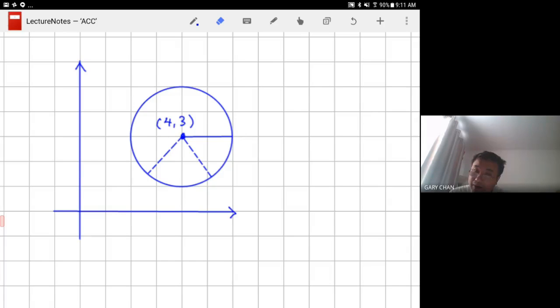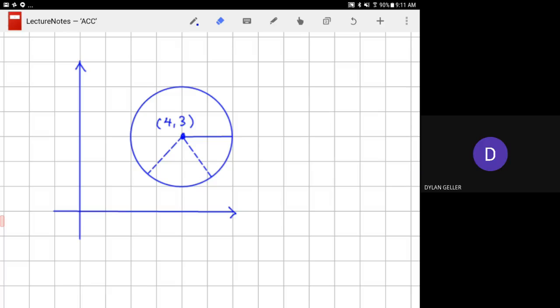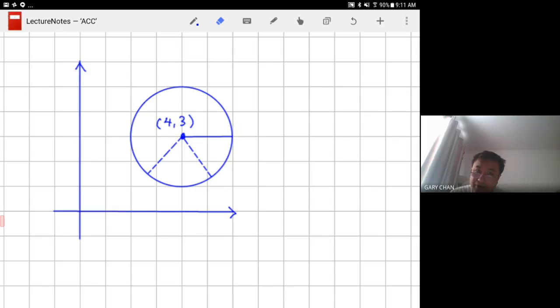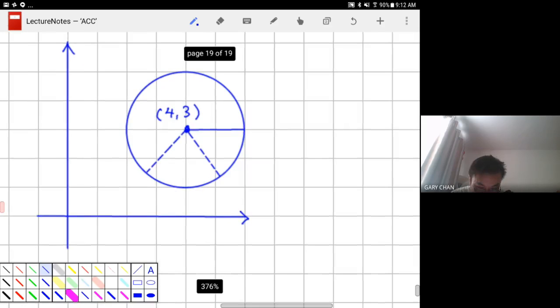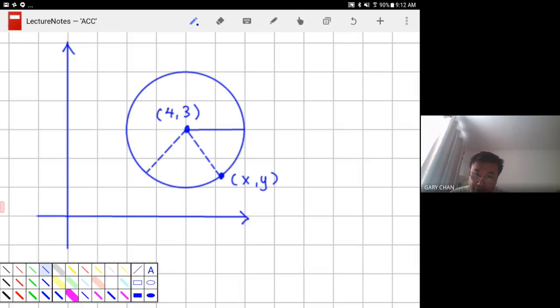Our goal is to be able to determine all the points that are outlined in the circle. I don't know what these points are on the circle, but I do have this understanding: whatever the points may be, the coordinates of the points will be x comma y. Again, I have no idea what are all the points on the circle, but I do understand that the points on the circle will be some x and y coordinate. So tell me, what is the distance between point x comma y and 4, 3 right now?